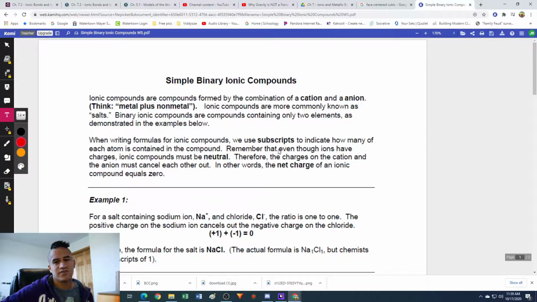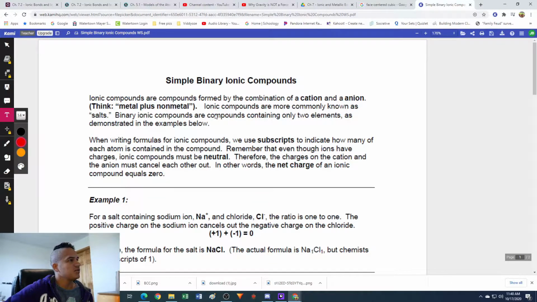It is a PDF, so I am using Kami to be able to type and write on it, which if you have the extension on your Chrome browser, you will be able to do as well. All right, so there's some notes here on the front sheet before we get to the problems. So we're just going to read through this real quick and go over some examples, and then we'll get into doing some of the problems.